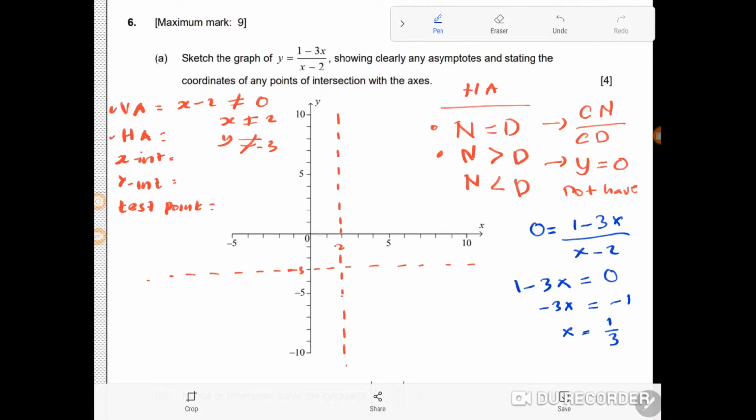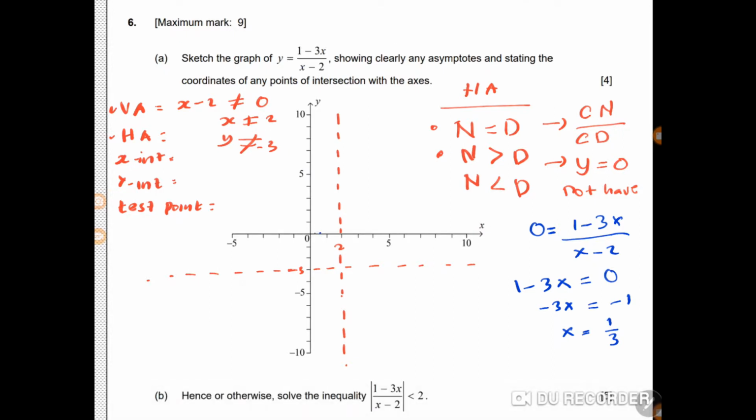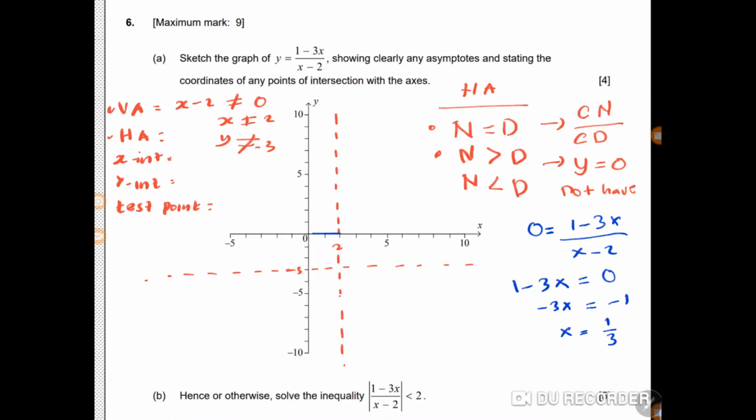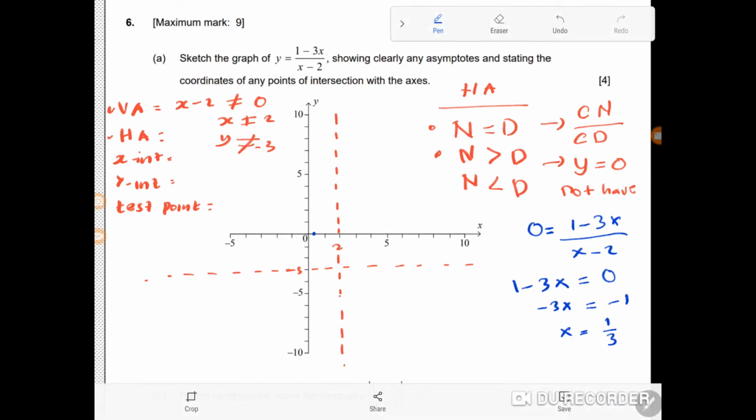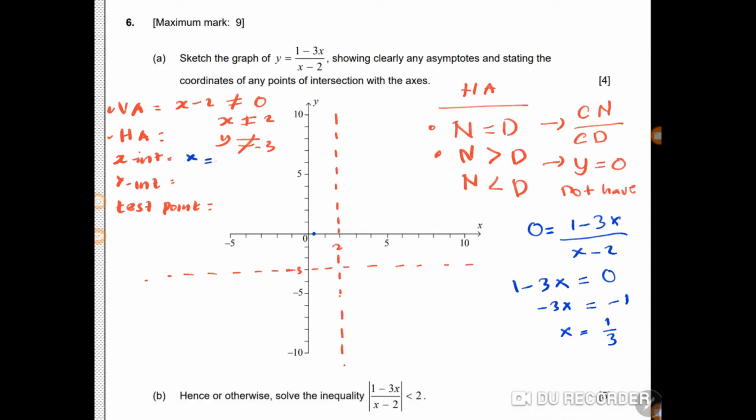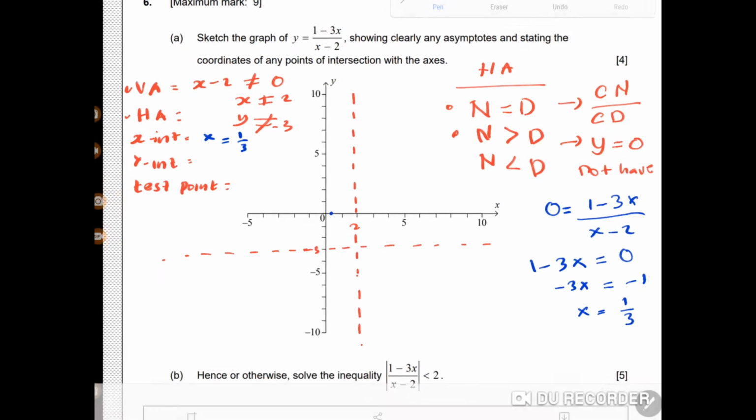So it means it is given here. Okay, it's given here. And then after you get the x-intercept, you find the y-intercept. So what is the y-intercept?